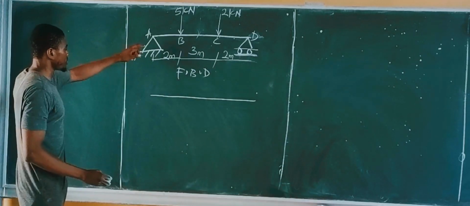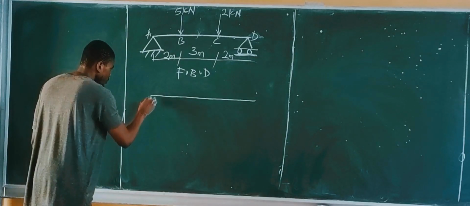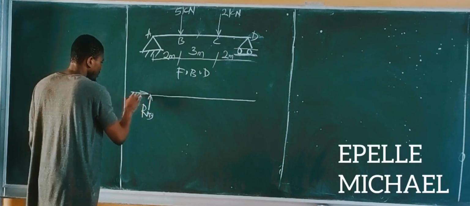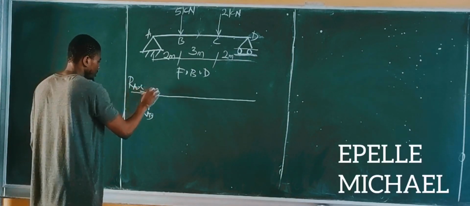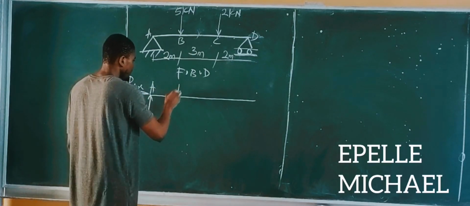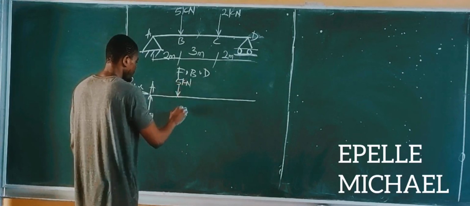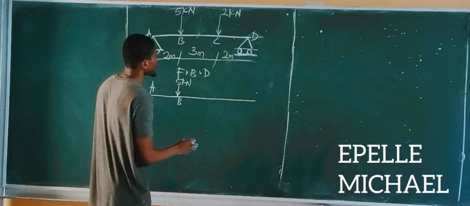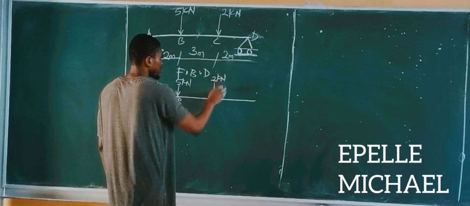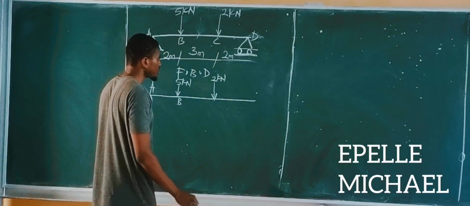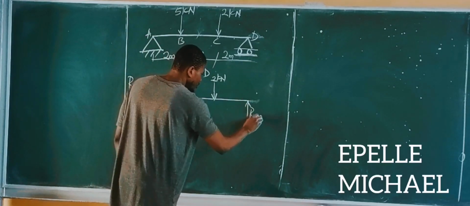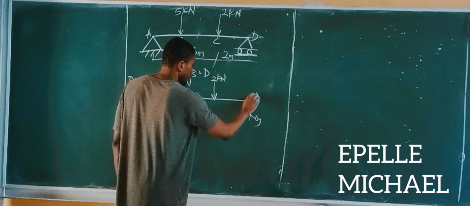At point A, this is a pin. For a pin, we already know you have the vertical reaction, RAY, and the horizontal reaction, RAX. At point B, we have a 5 kilonewtons force. At point C, we have a 2 kilonewtons force. And at point D, we have a roller support, so we have just one reaction, RDY, vertical, or normal to the surface.